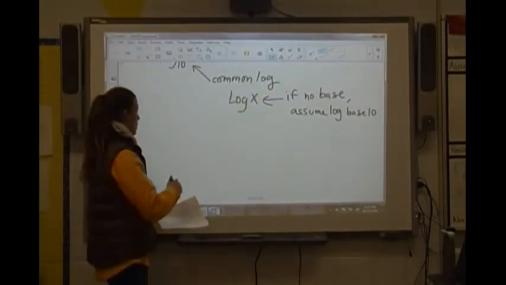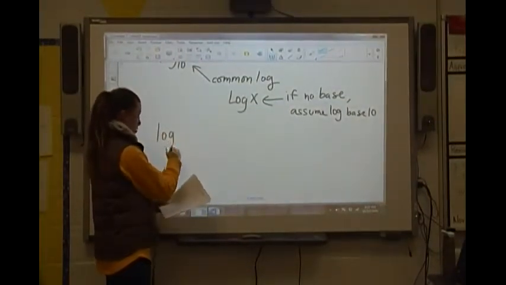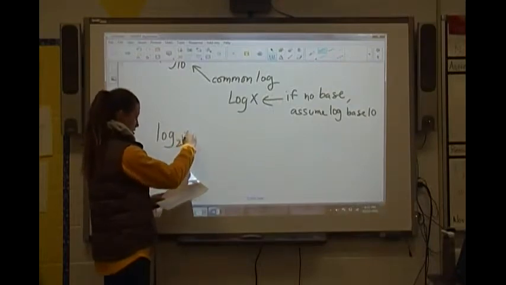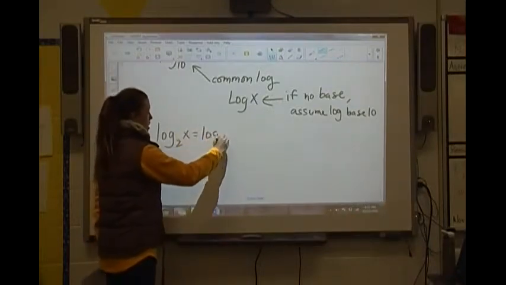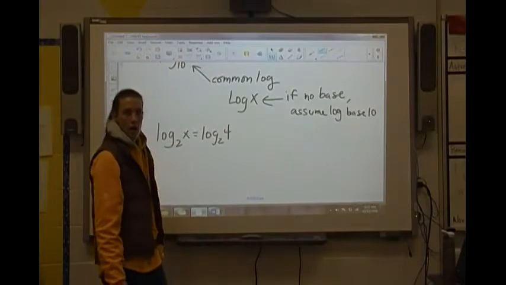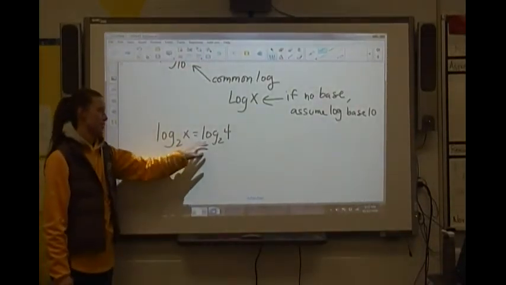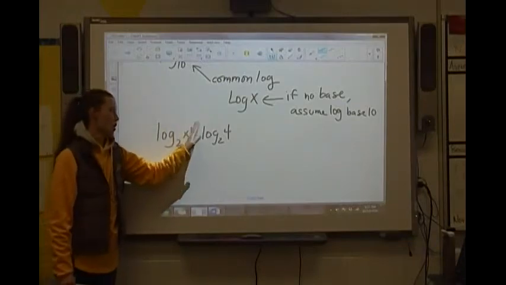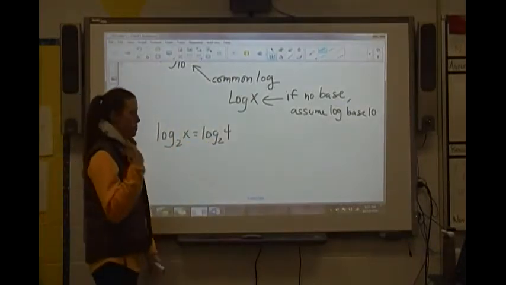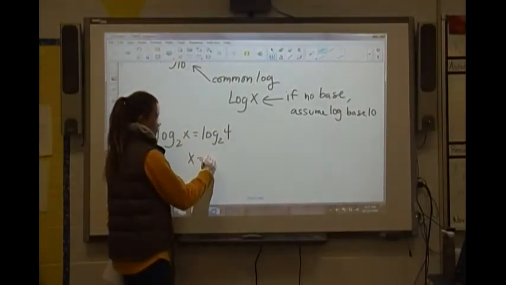All right, one more, then we'll move on to natural log. So log base 2 of x is equal to log base 2 of 4. This is a real quick one-to-one property one. This is the fifth property we just looked at. If we have the same base, then our two result pieces have to be the same. So x has to be equal to 4.